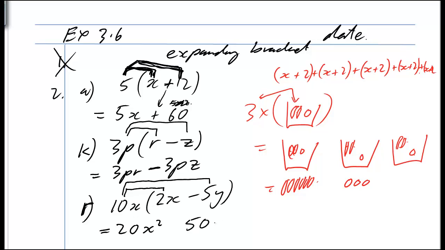And we've got x times y. And of course we bring the negative down. Now what I want you to do is have a go at number 2 of exercise 3.6. We're not doing number 1, so just have a go at number 2.